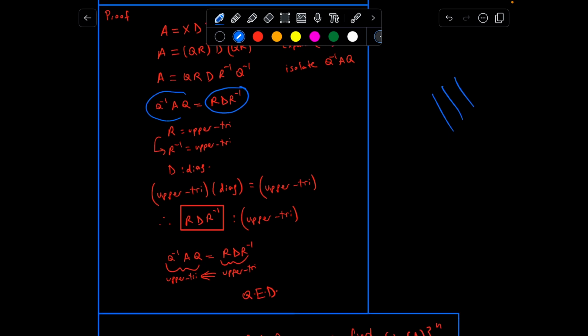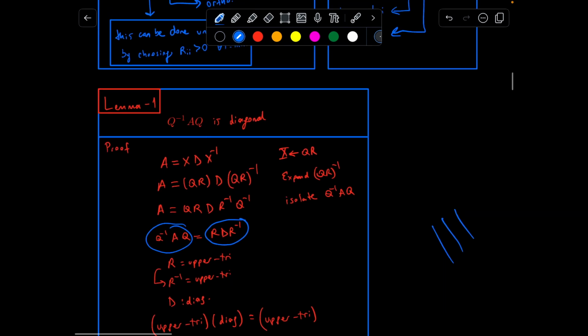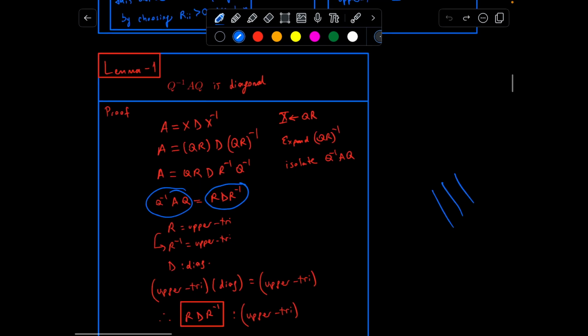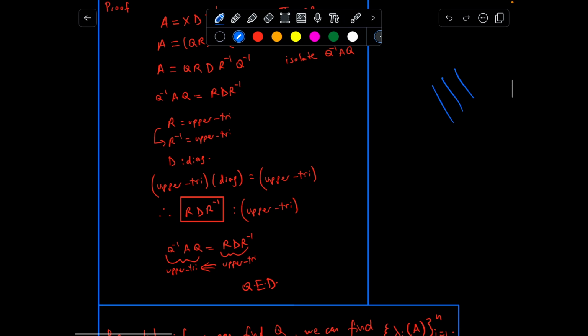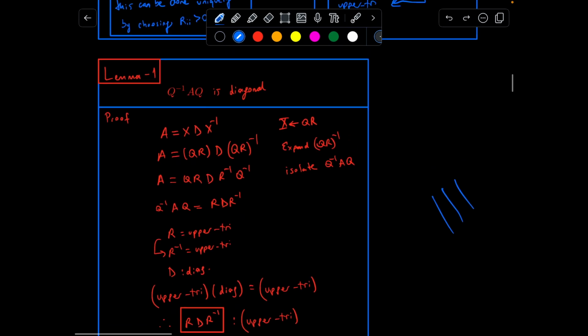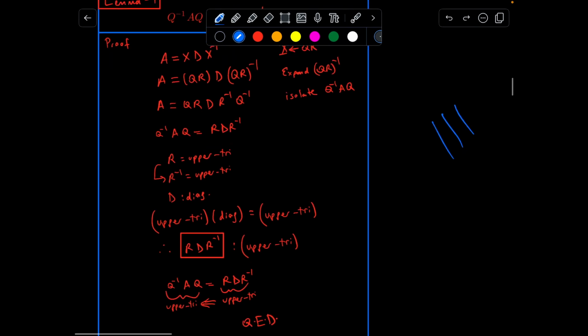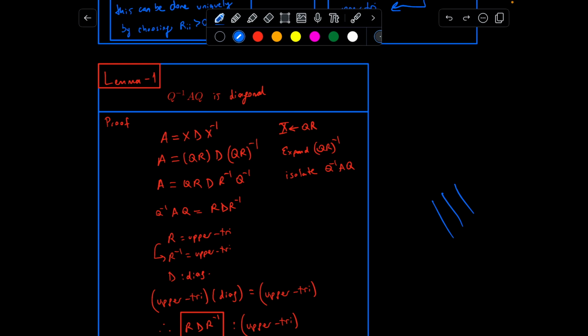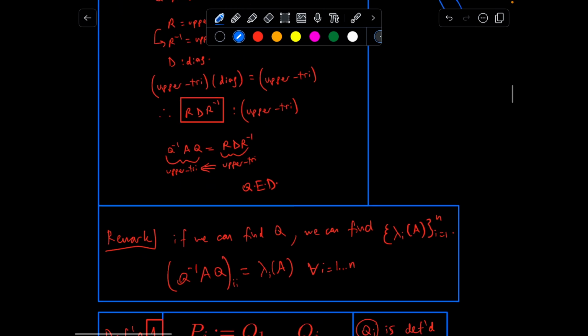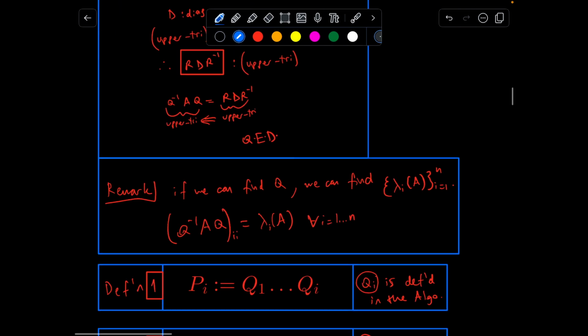So that means that this term, which was the first term given here, will be an upper triangular matrix. Okay, wait a sec. Is it diagonal? Oh, that was a mistake. I wanted to say upper triangular. We are correcting typos. So, okay, let's check this remark.